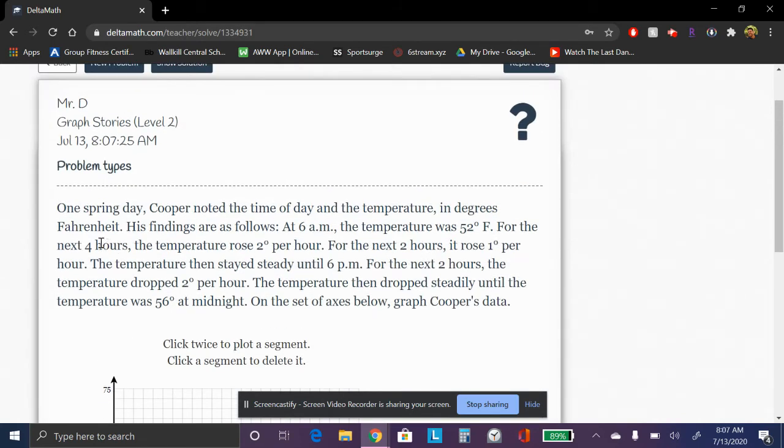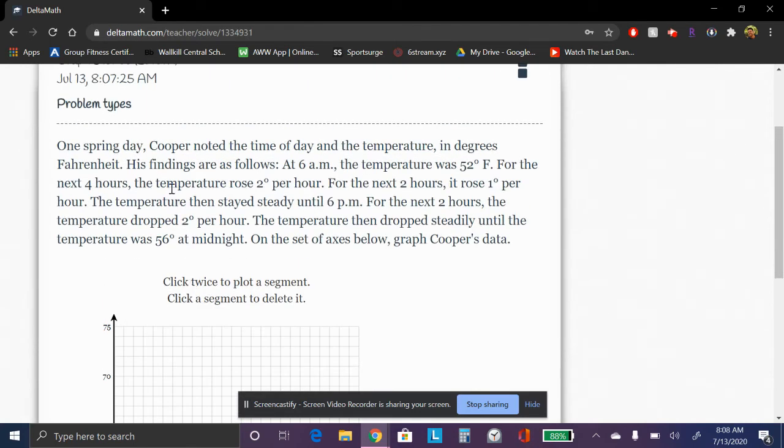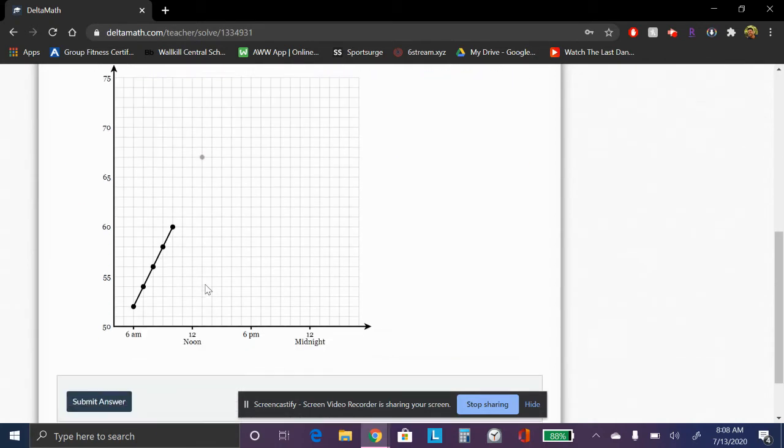For the next 4 hours, the temperature rose 2 degrees per hour. So 2 degrees per hour, that's 1 hour. 2 degrees per hour, that's 2. 2 degrees per hour, that's 3. 2 degrees per hour, that's 4. For the next 2 hours, it rose 1 degree per hour. 1 degree per hour. That's 1 hour, 2 hours.